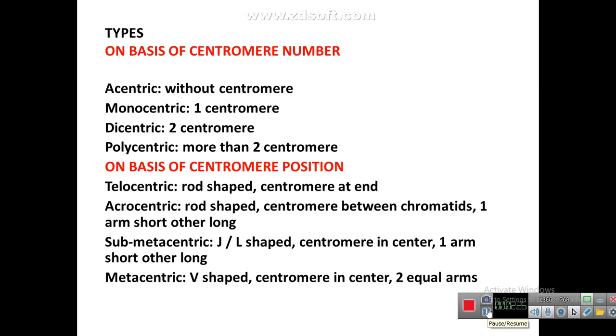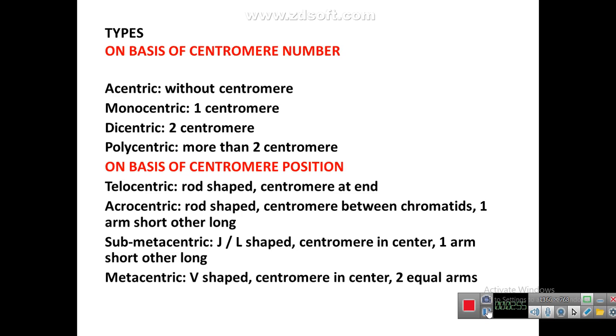Types of chromosome on the basis of centromere number: acentric, the chromosome without a centromere; monocentric, having one centromere; dicentric, having two centromeres; polycentric, having more than two centromeres. Second, on the basis of centromere position: telocentric, it is rod-shaped when the centromere is present at the proximal end; acrocentric, rod-shaped, centromere between two chromatids, one arm is very short and the other is long.